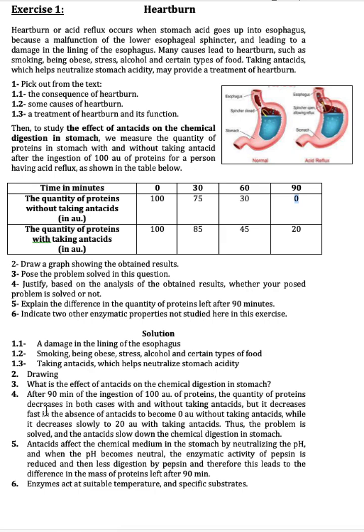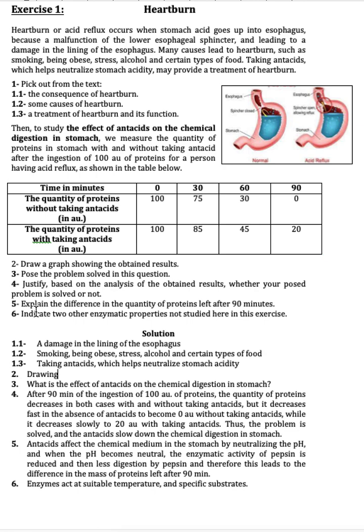The question is solved. What is the effect of antacids on the chemical digestion in the stomach? It was solved, and we saw its effect: the antacid slows down the chemical digestion in the stomach. It has advantages, as it prevents the acidity from rising up, but at the same time it slows down digestion. Maybe here it wouldn't become 20, maybe it becomes 40, depending on the acidity.